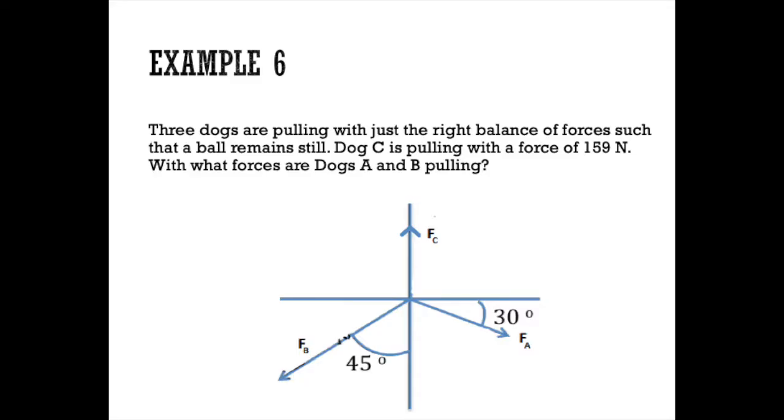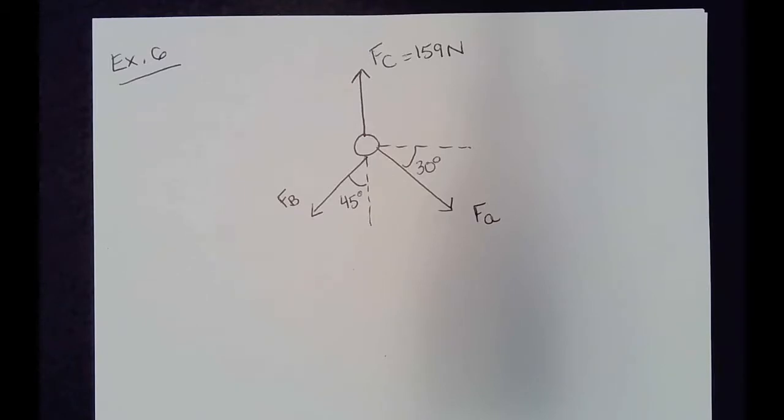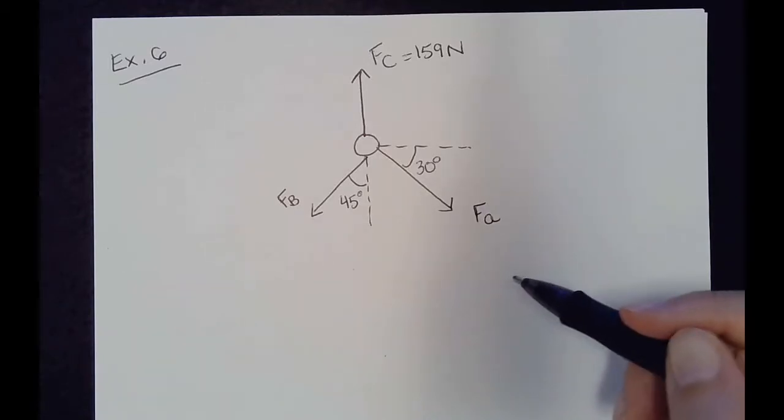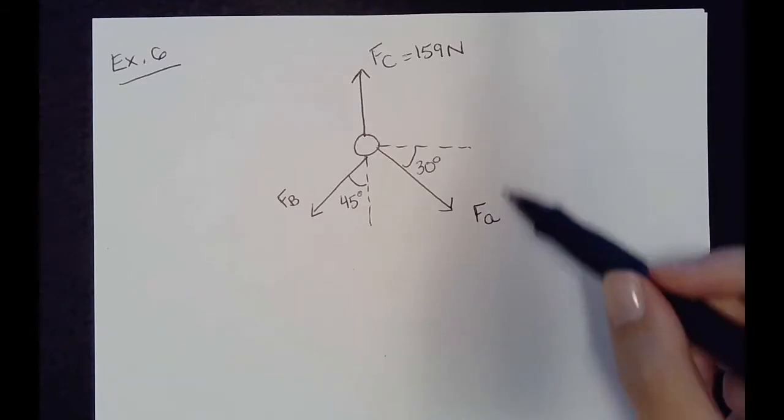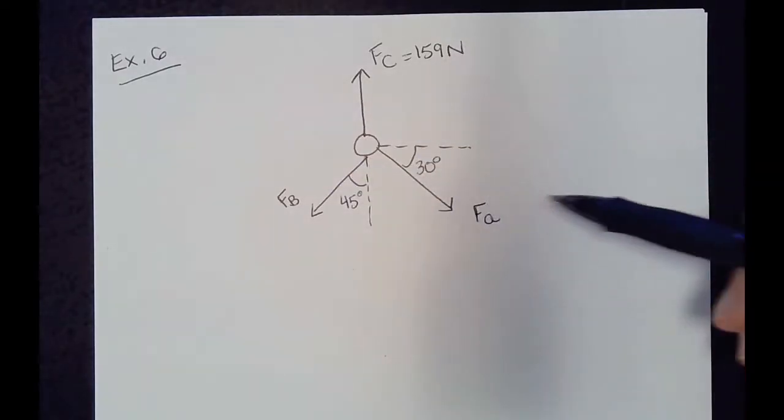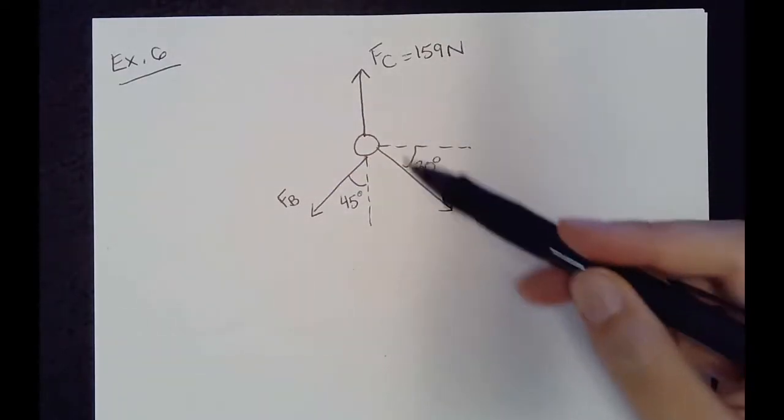Example 6, 3 dogs are pulling with just the right balance of forces such that a ball remains still. Dog C is pulling with a force of 159 newtons. With what forces are dogs A and B pulling? So we're given the free body diagram in this case. I just want to point out that we're looking down on the ball like this. So this is a 2D plane, and we're only concerned with this plane.